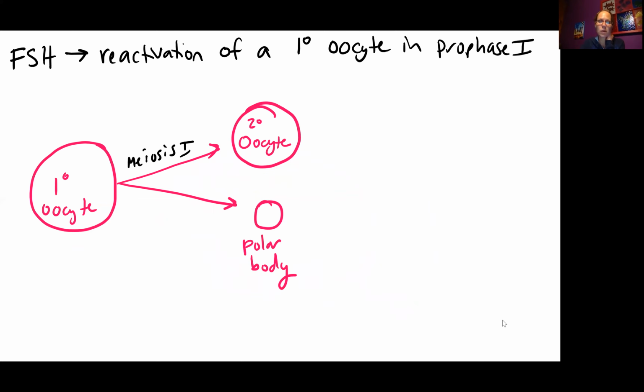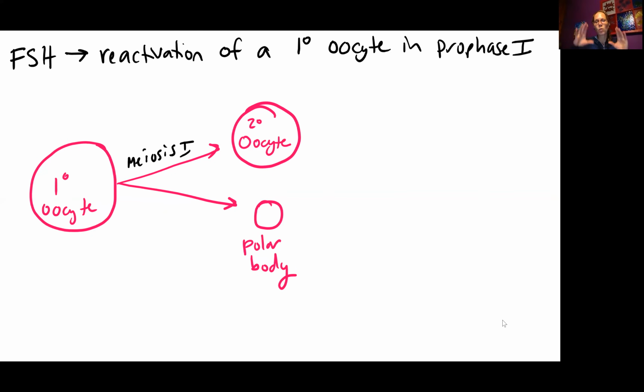Okay, so remember we had our primary oocyte frozen in meiosis 1 and prophase 1 at birth. And then we see with the onset of puberty, we start to get these releases of FSH, follicle stimulating hormone. And this is going to reactivate those primary oocytes to move out of prophase 1 and finish meiosis 1, resulting in a secondary oocyte. Now, in males, we produce 2 secondary spermatocytes, but in females, we only produce 1 secondary oocyte. And notice that it's not an equal division.